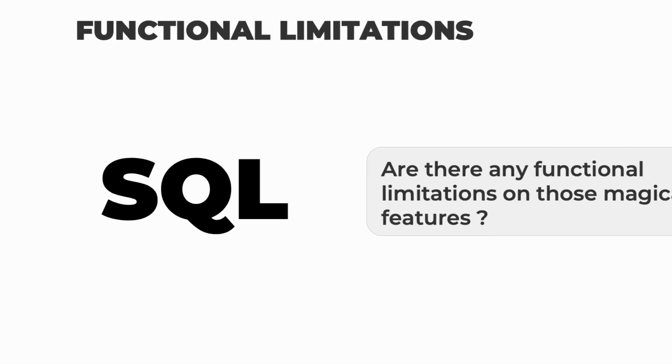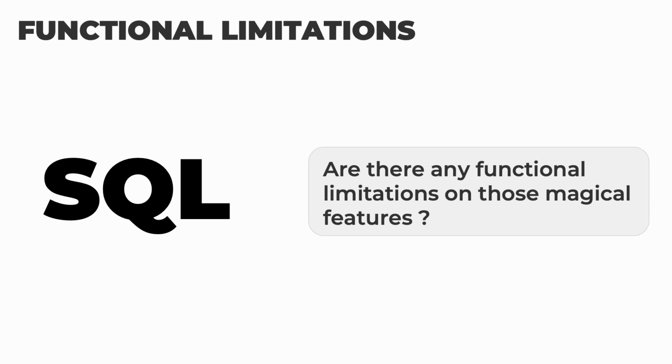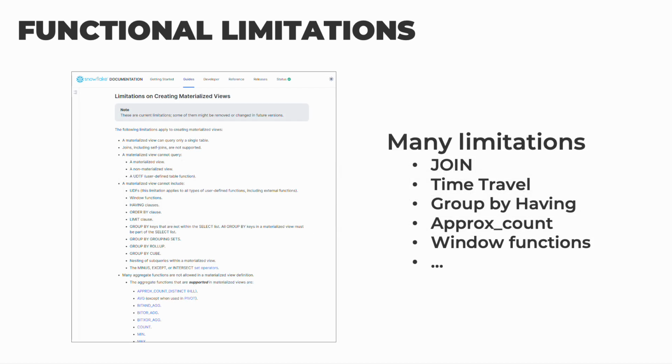Are there SQL limitations for dynamic table and materialized view? These two features bring a lot to the table, especially in terms of performance, but do they have SQL limitations? Once again, Snowflake's documentation is very clear. There are limitations on the creation of MVs, and these are numerous. You can't make an MV on a join. There's no time travel on the MV. You can't create a group by having no approx count. Distinct window functions are forbidden, etc. So for the time being, there are a lot of limitations on MVs.